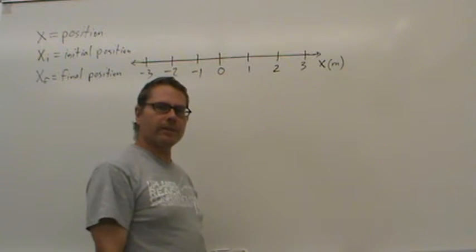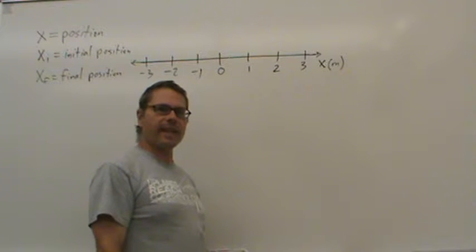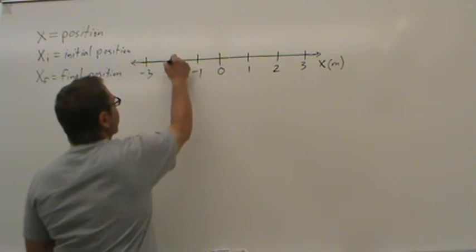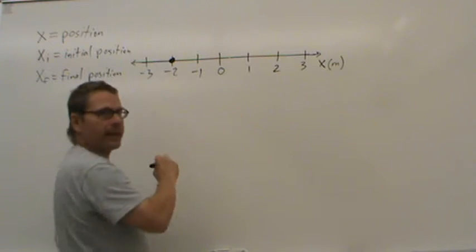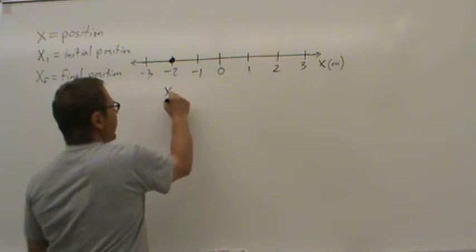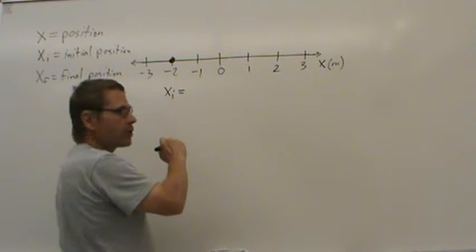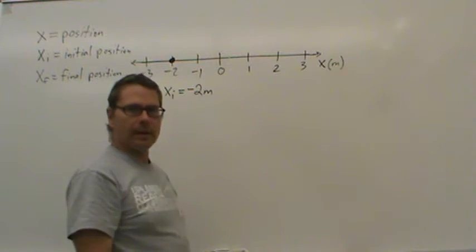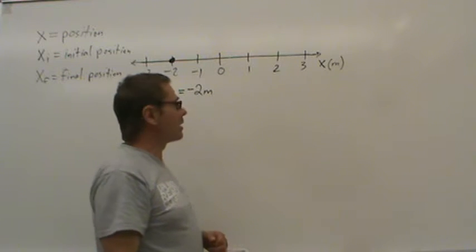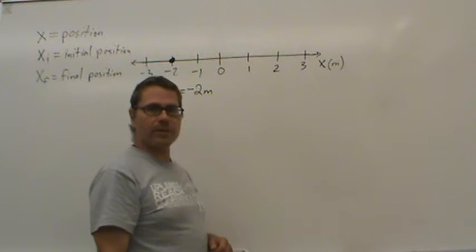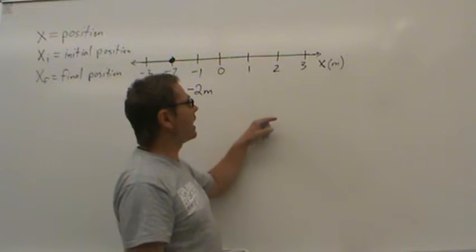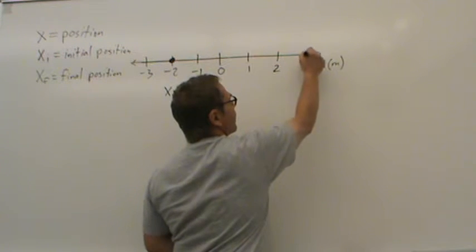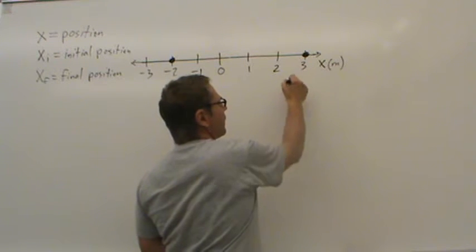Suppose I have an object whose initial position is at -2 meters at time t equals 0 seconds. I could locate the object on the number line like this. x subscript i stands for its initial position, and that's -2 meters. And suppose that a short time later, at time t equals 2 seconds, the object is located at x equals 3 meters, right here. That would be its final location.